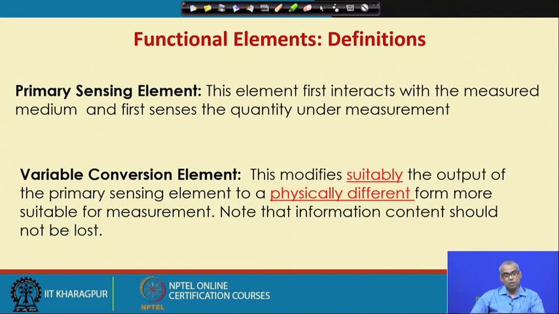Why is a variable conversion element necessary? Because the output of the primary sensing element may be in a form which is not suitable for the purpose of measurement. So, we may have to convert it to a physically different form which is more suitable for the purpose of measurement.